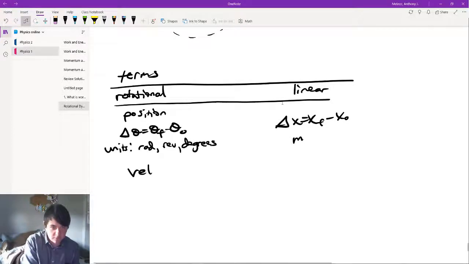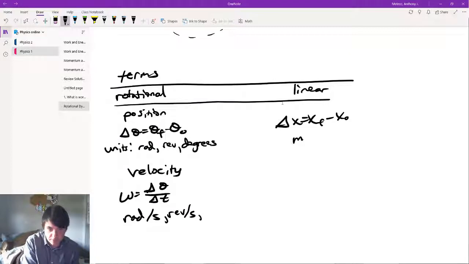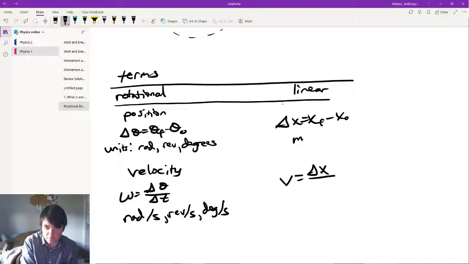We have velocity, delta V. The units are rad per second, revolution per second, degrees per second. Over here, in the linear case, we had V equals delta x over delta t. This is in meters per second.